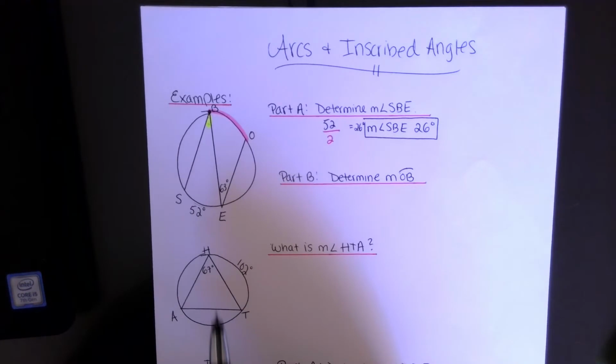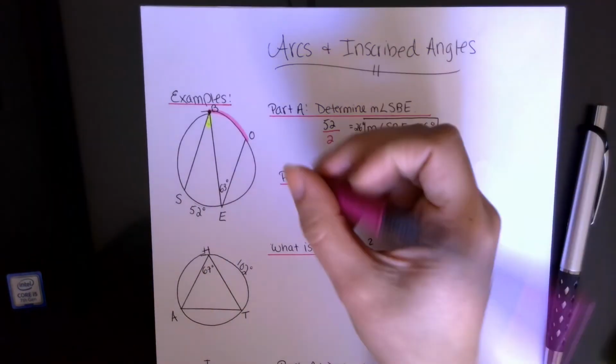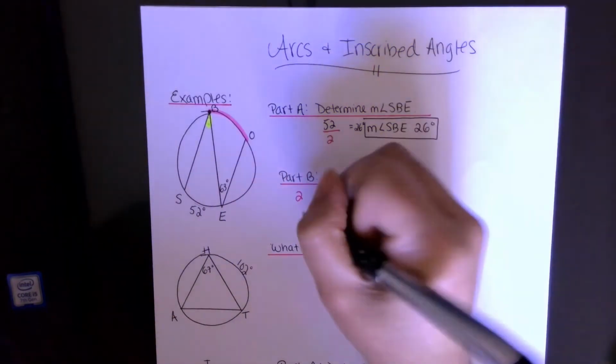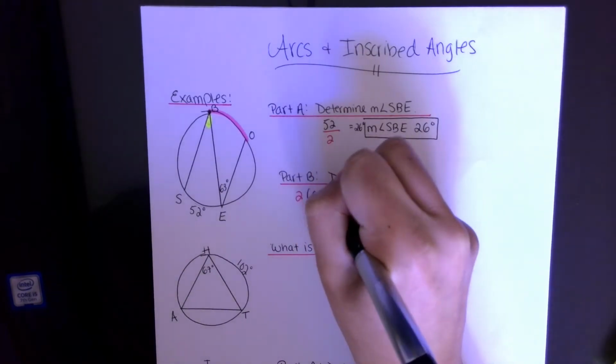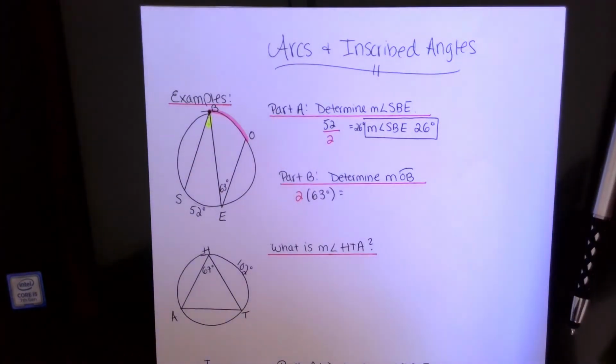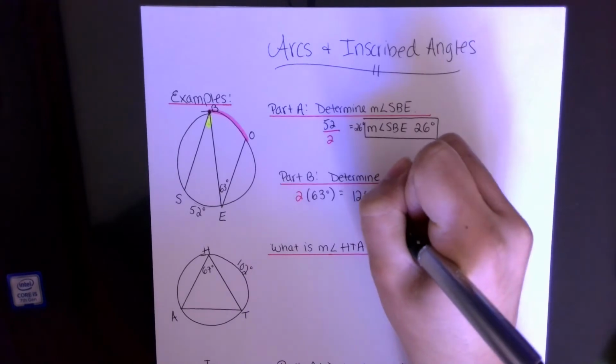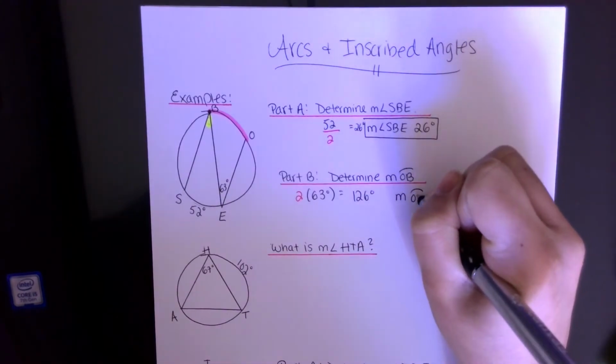So for part B, all you're going to do is take 2 times your inscribed angle, and that's going to give you 126 degrees. That is the measure of arc OB.